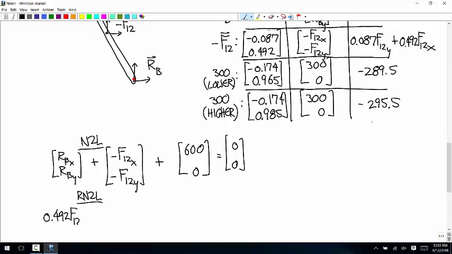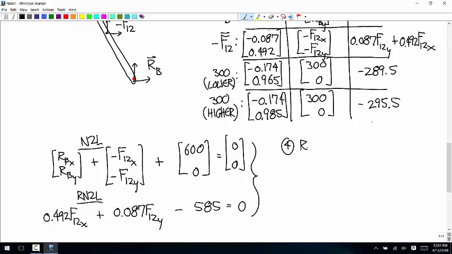0.492 F12X plus 0.087 F12Y, minus, so what do you get when you add those two? Minus 585 is equal to 0. And so those are our equations 4, 5, and 6.